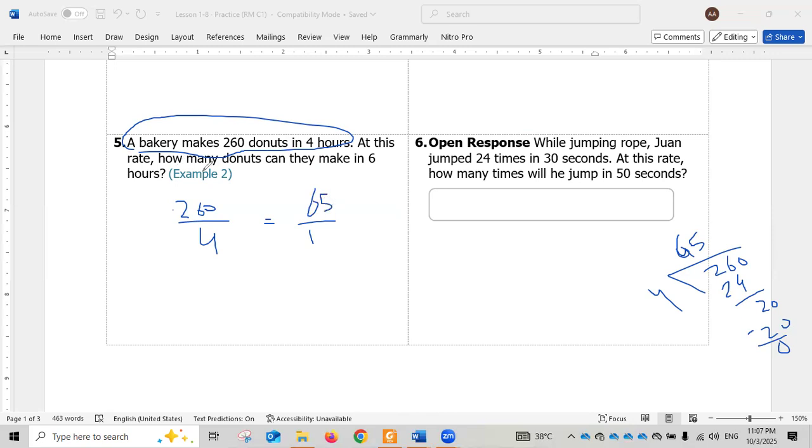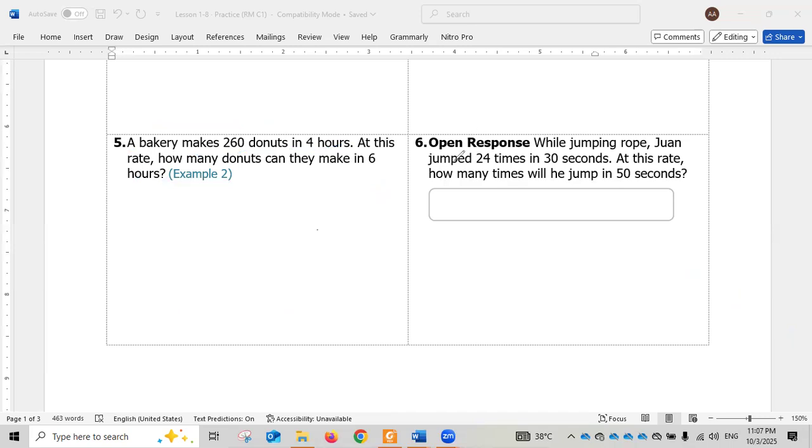Now the next question is how many donuts can they make in the next 6 hours? Use this rate. When the bakery is making 65 donuts in 1 hour, use this rate and find for the next 6 hours. So when you multiply 65 in 1 hour times the next 6 hours, it will give you 390. Okay, 390 donuts. The same is the question. The next one is also the same.